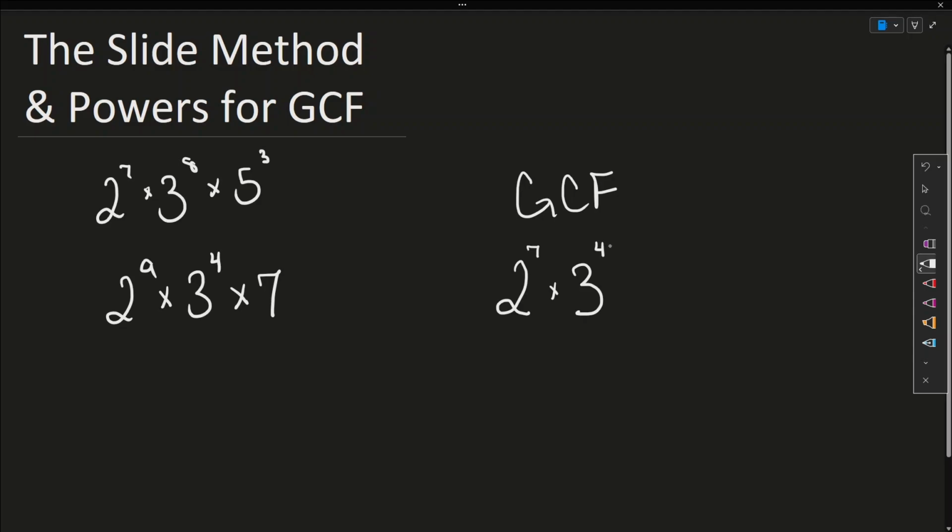The first expression has a 5 cubed, but the second has no 5. The second expression has a 7, but the first has no 7. So only the primes they share count. That means our GCF is 2 to the 7th times 3 to the 4th.